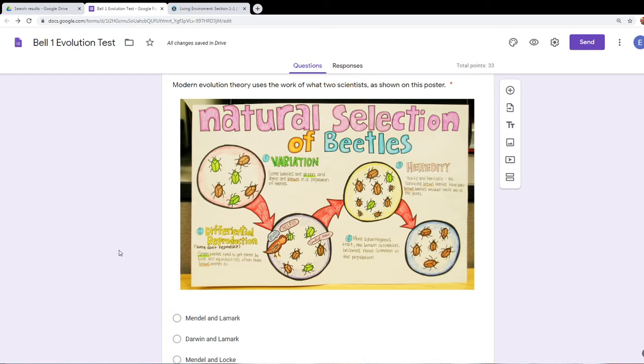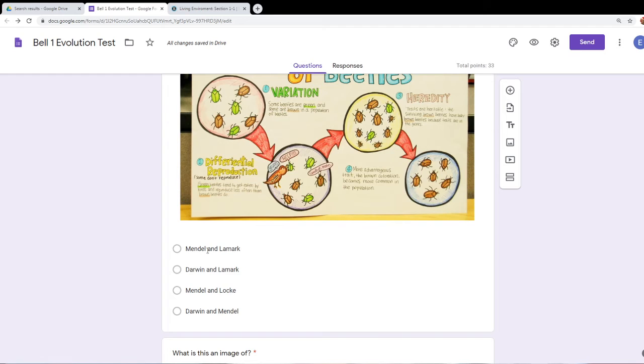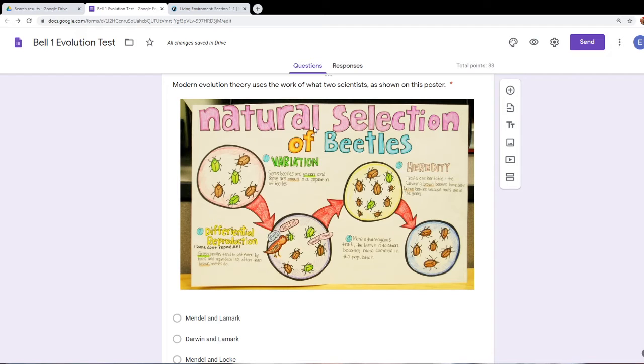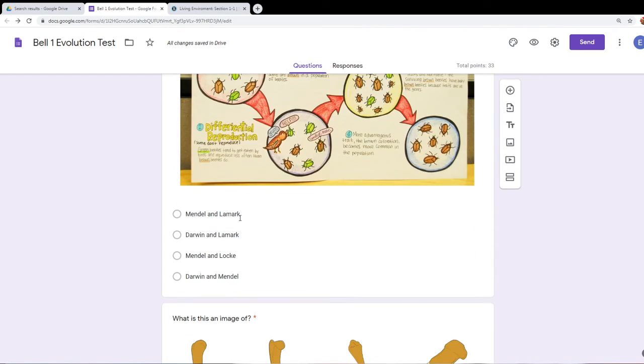So, what two scientists were responsible for us understanding this whole process? Was it Mendel and Lamarck, Darwin and Lamarck, Mendel and Locke, or Darwin and Mendel? So, which two scientists help us fully understand modern evolution? Is it Mendel and Lamarck, Darwin and Lamarck, Mendel and Locke, or Darwin and Mendel?